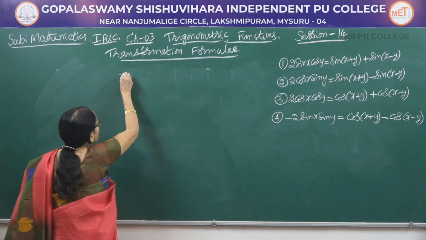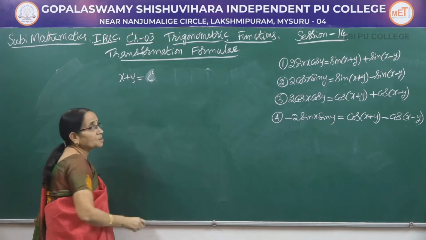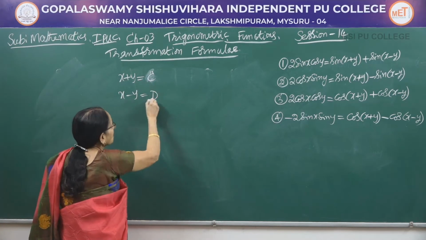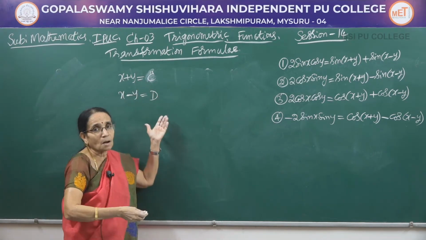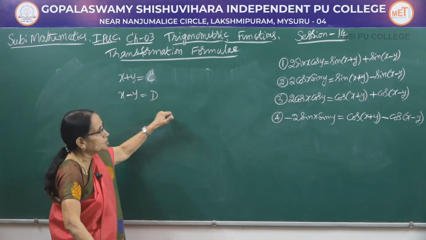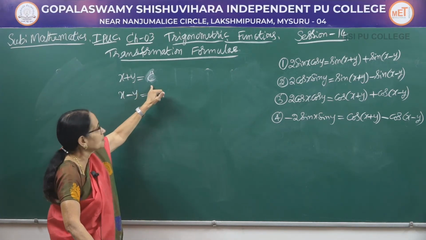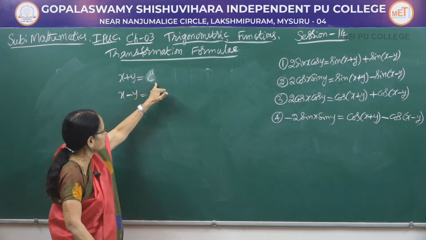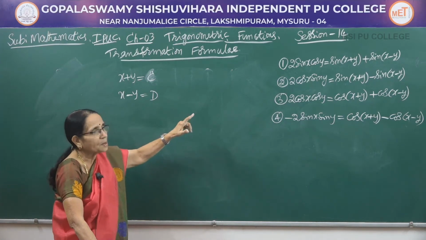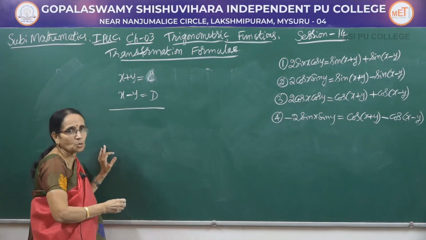What I do is, I consider x plus y to be some other angle, let me take it as C, and I take x minus y to be some other angle D. Anything you can take, theta, alpha, beta also. x plus y equal to C, x minus y equal to D, wherever they are present on the right hand side. Now you can replace x plus y by C, the sum of the two angles, and x minus y by D, the difference of the two angles. But when you replace on the right hand side, you have to replace on the left hand side also. So that means that individual values of x and y should be calculated.